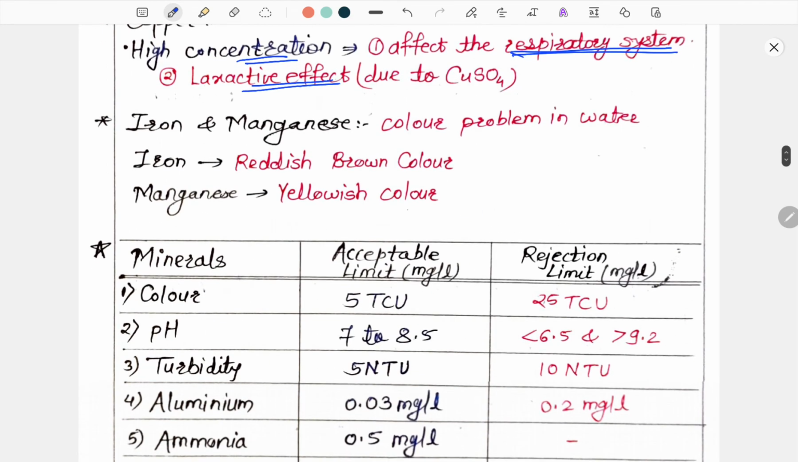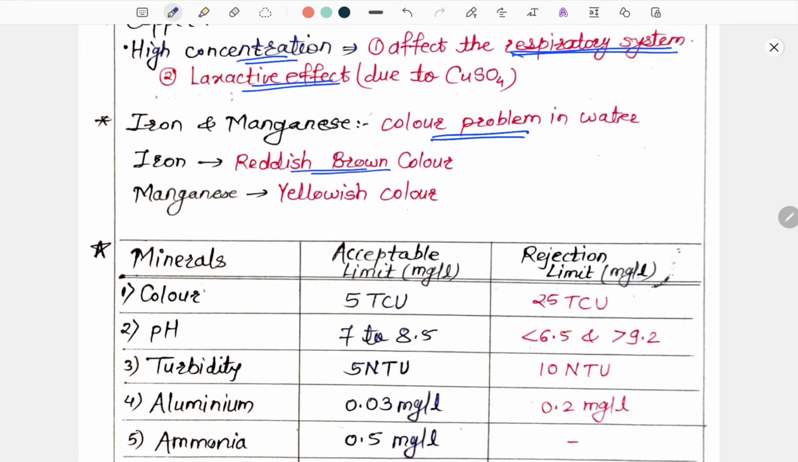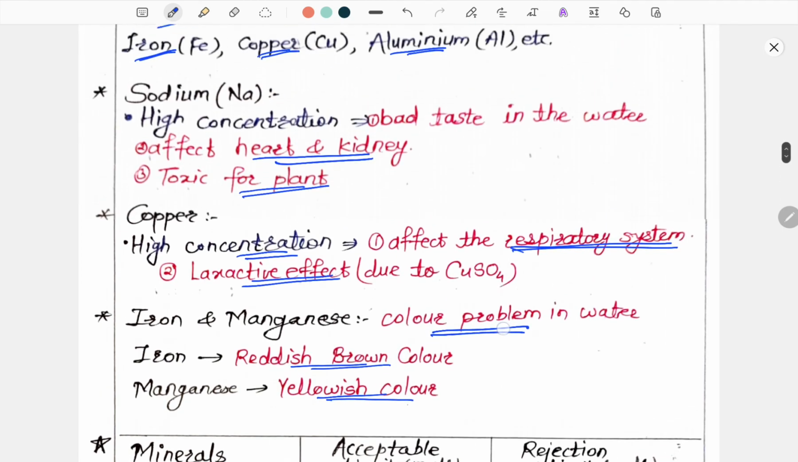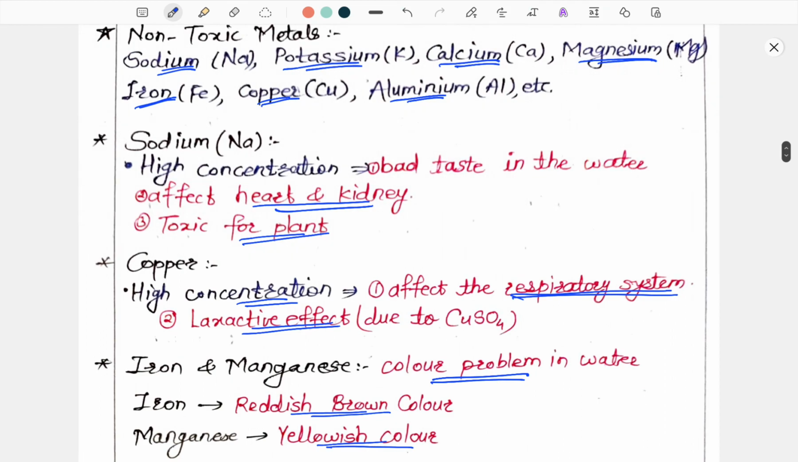Next one is iron and manganese. Iron and manganese induce color problems in the water. If excess iron is present, it will give a reddish brown color in water, and if excess manganese is present, then it will give a yellowish color to the water. Okay, so here we discussed chemical water quality parameters.